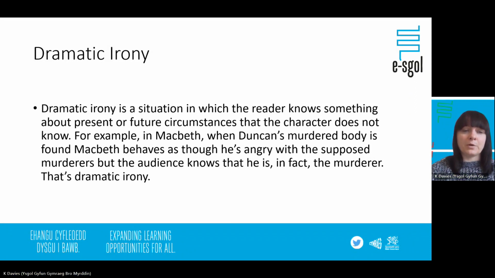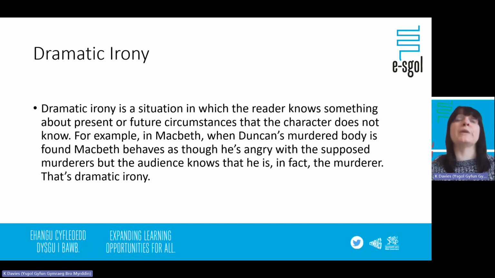The body of Duncan is found, and Macbeth, at this point, behaves really angry, really frustrated with the supposed murderers, and actually kills Duncan's guards, who he insinuates are the murderers. However, the audience know that he is in fact the murderer. Okay, so he puts on this big show for those on stage with him, trying to deflect and impose a sense of guilt on others. And that is what we call dramatic irony, how we as an audience are in the know.